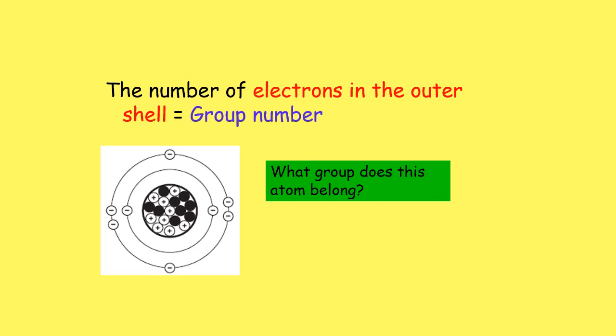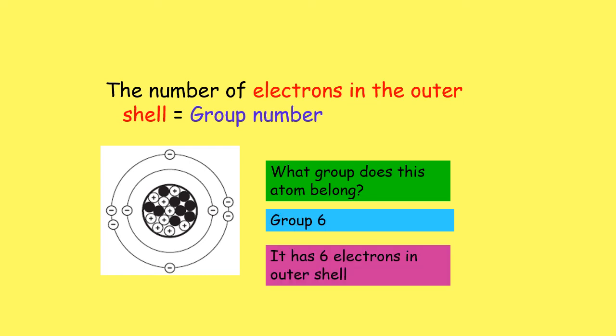What about this atom? Have a go. Remember that the number of electrons in the outer shell is equal to the group number. So what group does this atom belong to? Well, that atom belongs to group number 6 because it has 6 electrons in the outer shell.